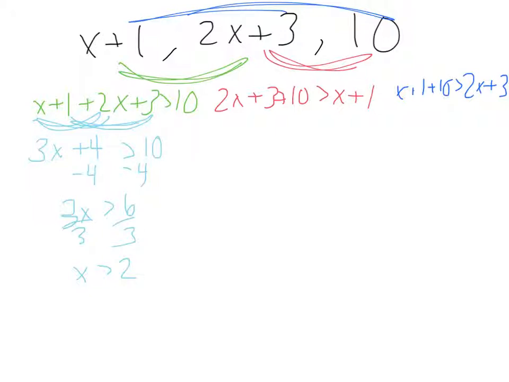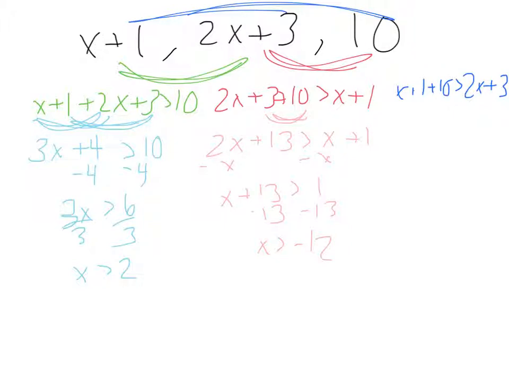Alright, middle one. So again, we need to combine like terms if we can, so combine 3 and 10. Get 13 there. Now we know our x is to one side, our number's to the other side, so I'm going to subtract my x over and get 1x. Now I'm going to subtract my 13 to the other side and get negative 12.